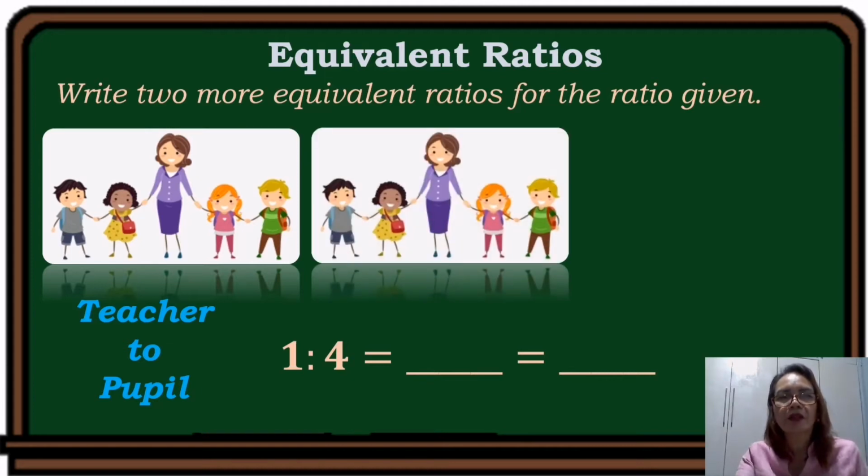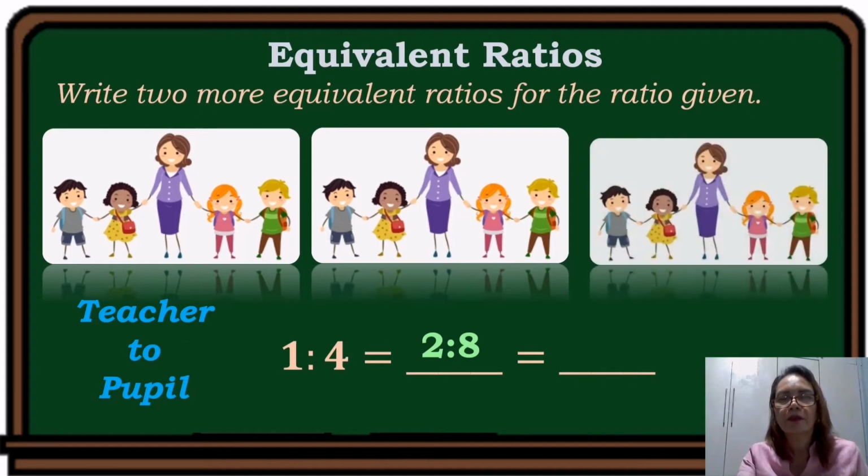And I'm going to add another picture, the same picture as the first one. So how many teachers are there in all now? We have 2. What about the pupils? We have 4 plus 4 is 8. The total is 8. So our new ratio is 2:8. That's correct. Okay? 2 teachers and 8 pupils.